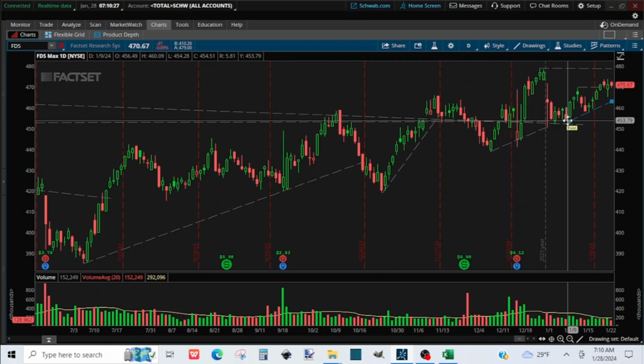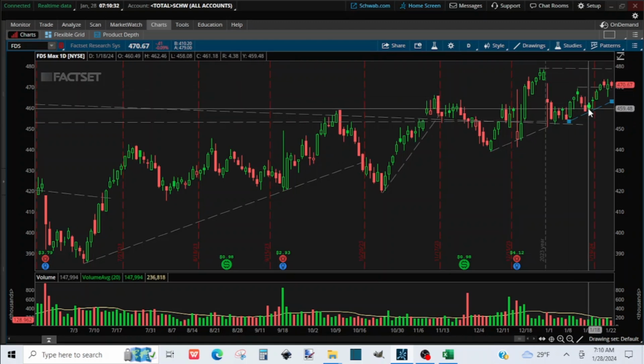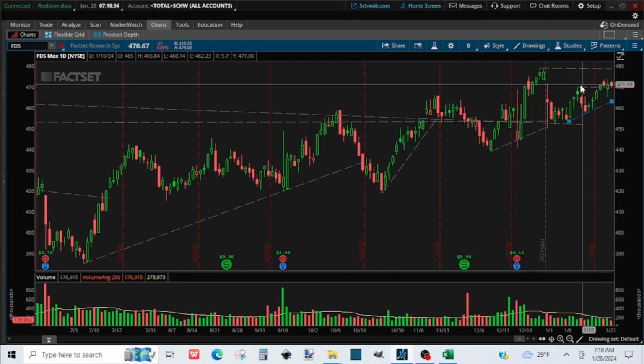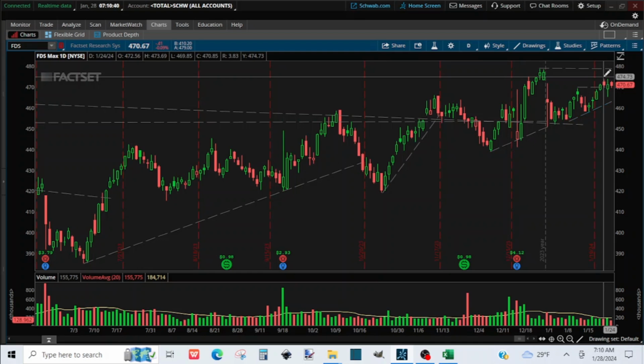So from this low, it went up to reach this high, went down, touched the trend line, went up, surpassed this high, which is gray, and created this high here, which is higher than the previous one.